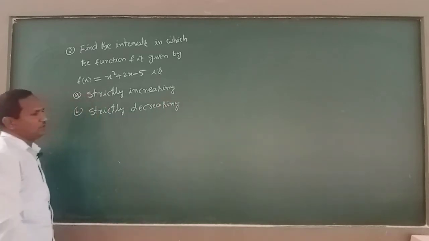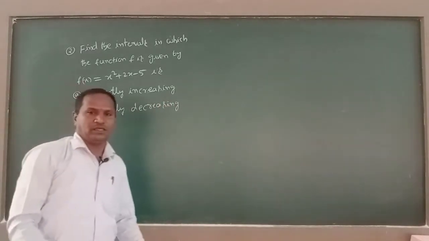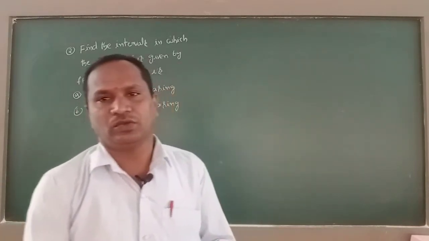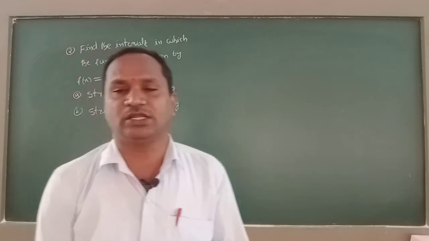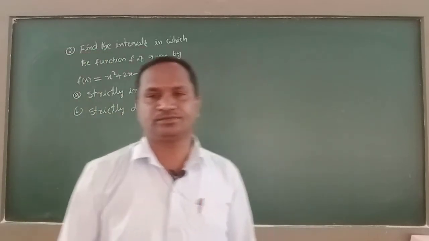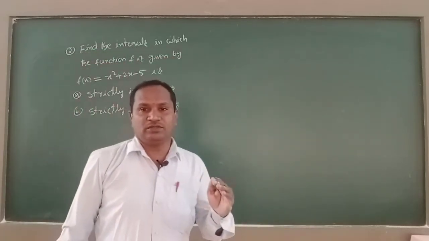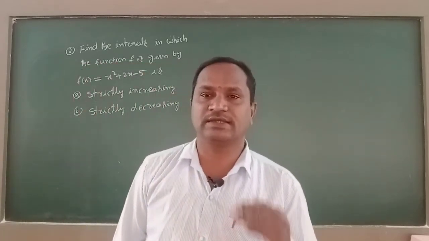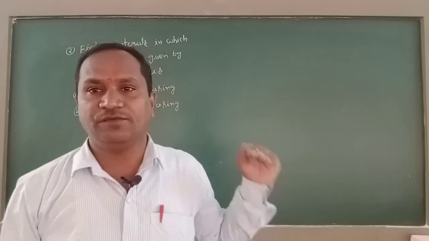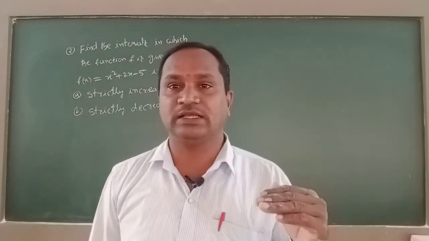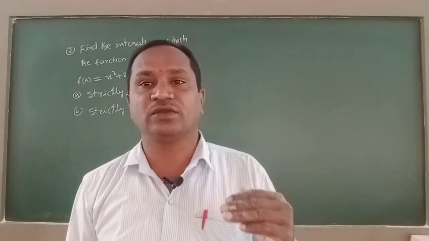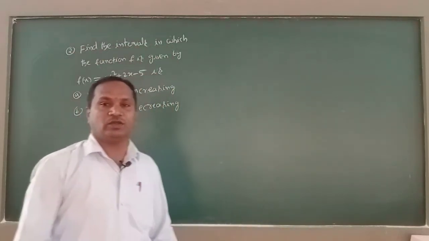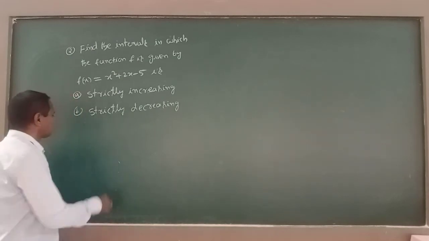Like that they are asking two questions for this, x square plus 2x minus 5. Same for this also. Here we are taking differentiation with respect to x. Before this, we solved some questions on strictly increasing and strictly decreasing functions, and for this also we are going to take the same procedure of solution. Let us give the solution for this question.